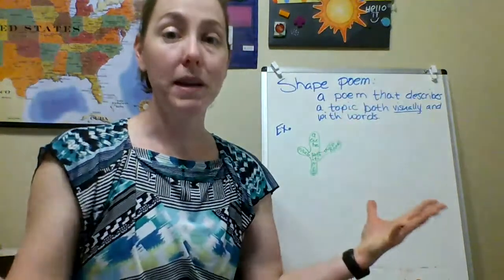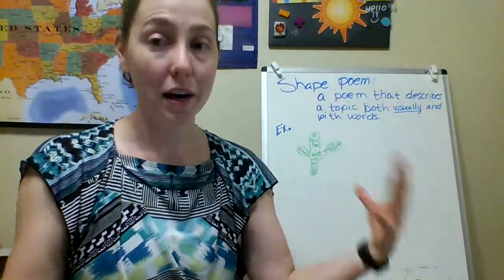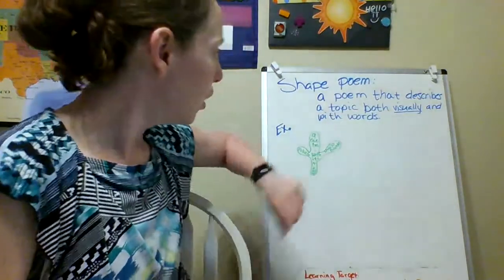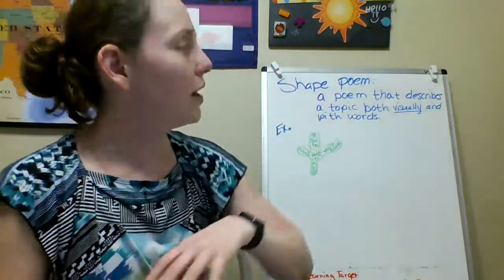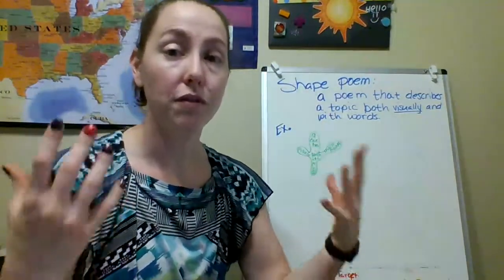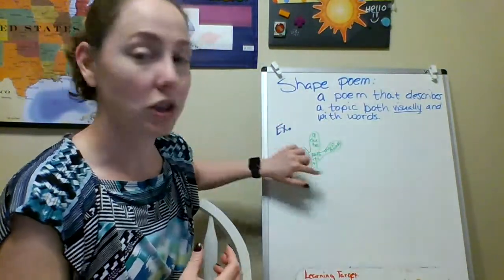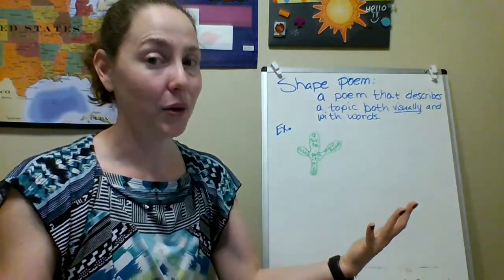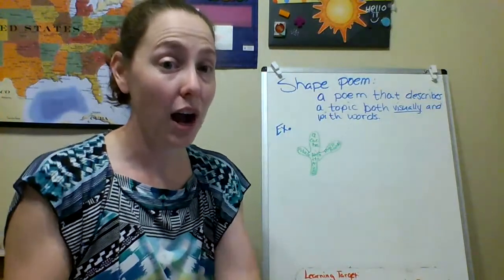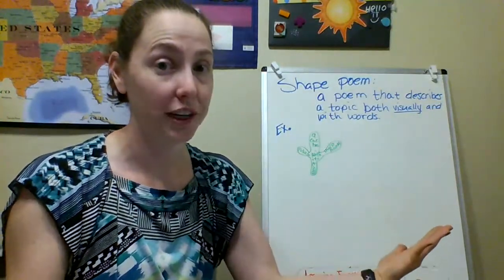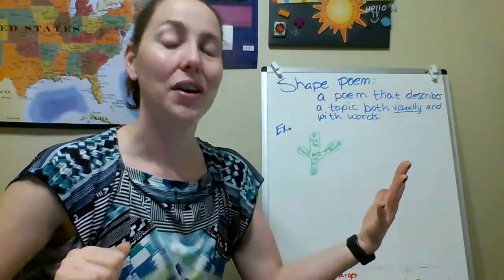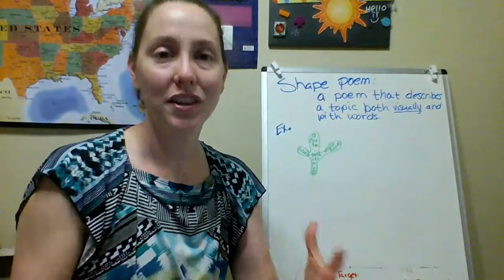All right. With that being said, I am going to talk with you guys a little bit more about what a shape poem is, okay? So a shape poem is a poem that describes a topic both visually, as you can see, and with words, so through imagery, okay? So what that means is you're going to describe a topic or an object in this situation, and then you're going to write your poem in the way or in the shape of what you're describing, okay?